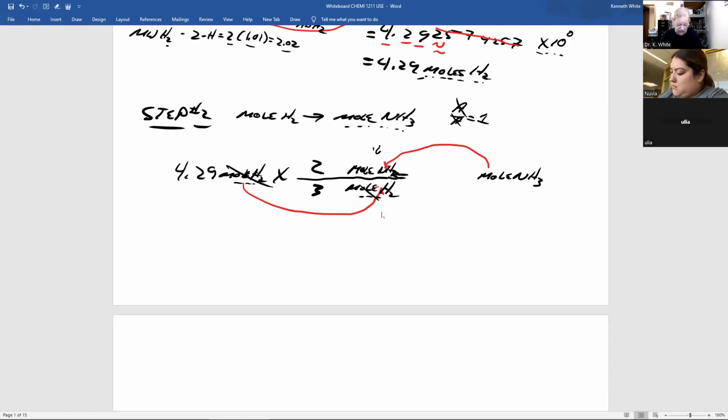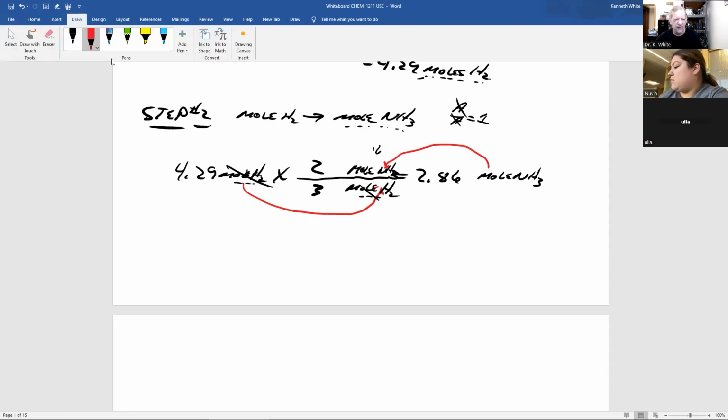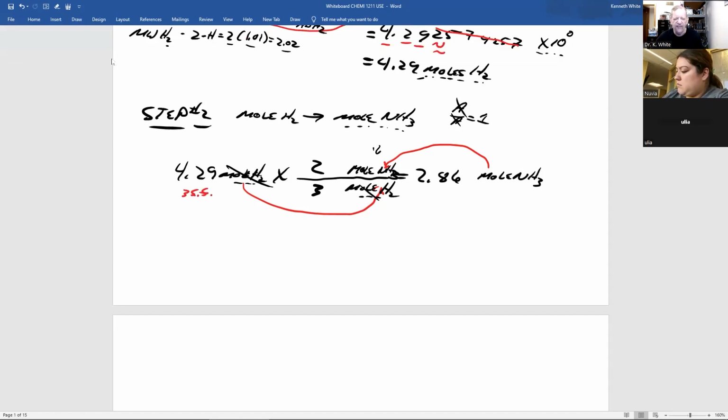4.29 times 2 divided by 3. And my calculator gives me, oh, it's nice to me today, 2.86. Now, let me remind you, you get the same number of significant figures in your answer as the number that has the fewest significant figures. This is 3 significant figures. Coefficients are exact numbers, which play no role. And my answer, oh, my calculator was nice, gave me 3 significant figures.